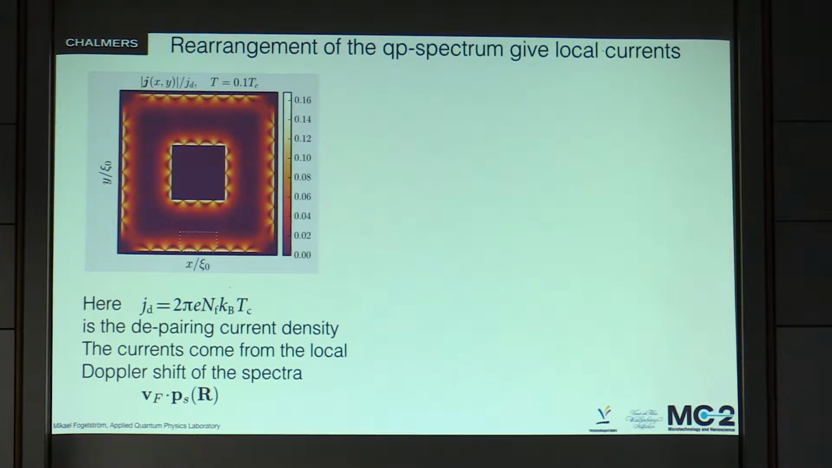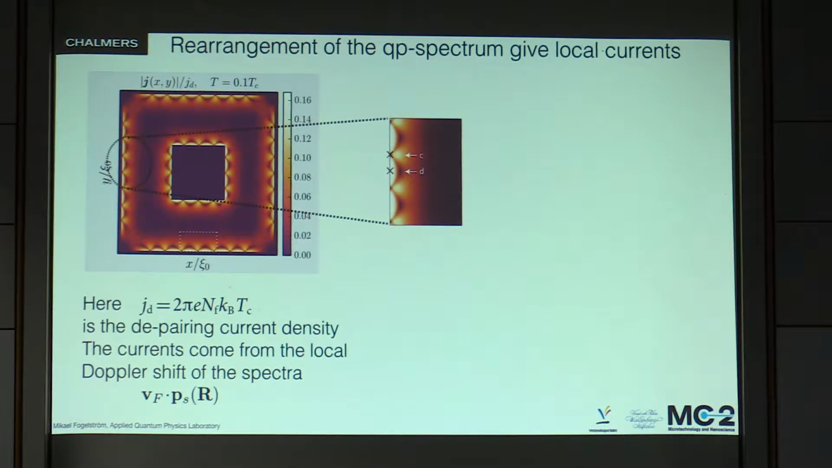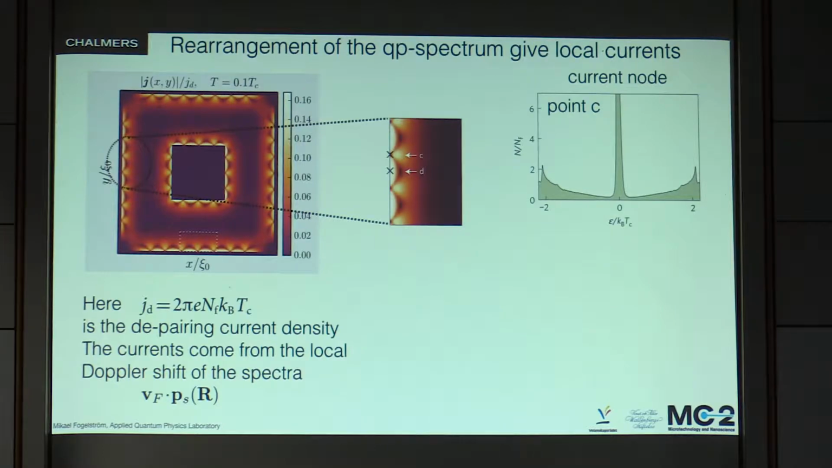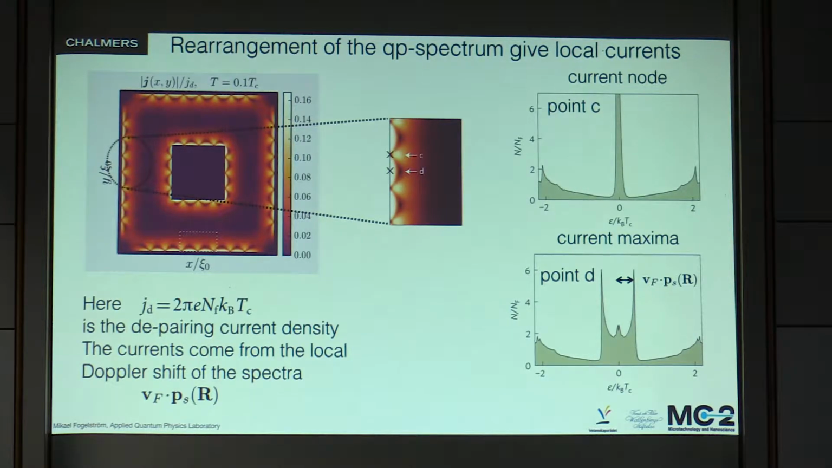The spectra now is locally shifted by the local superfluid momenta that you have. And you can look at the spectra in different points, either a current node where there's zero current or where you have maximum current. And you can see here's where you have a current node. It's just the same spectra that we had in the beginning. But when you look where the current maxima are, you have a maximum shift of this state. And the shift here is on the order of 25% of the full gap. So it's a large shift in energy, actually.